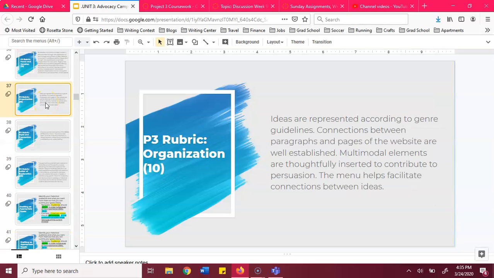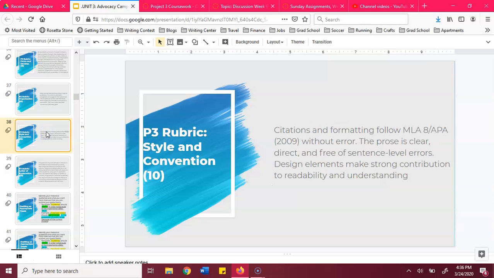Organization will also be worth 10 points. While this isn't necessarily about the design of your website, it should be organized well and according to genre conventions that we'll talk about a little bit next week. You will be using multimodal elements, so whether those are graphs, charts, photos, color schemes, those should all be thoughtfully designed as well. Style and convention again is worth 10 points. You have the option of using MLA 8 or APA 2009, and of course going back to sentence level errors and design elements, things that make your work stand out.